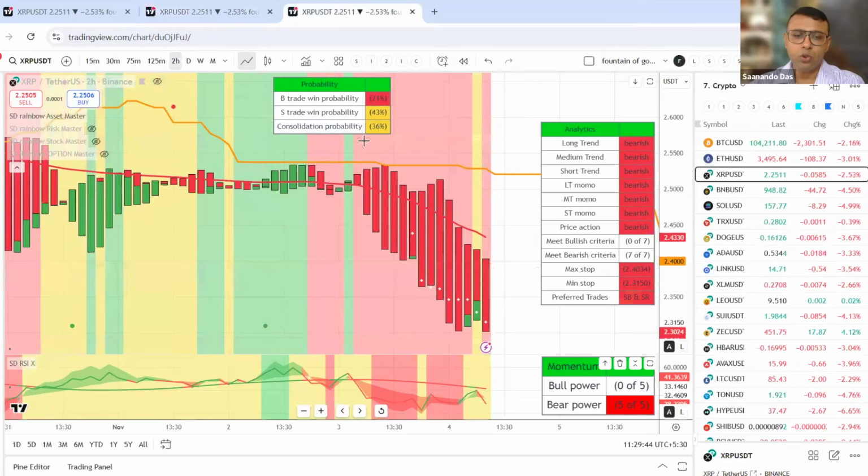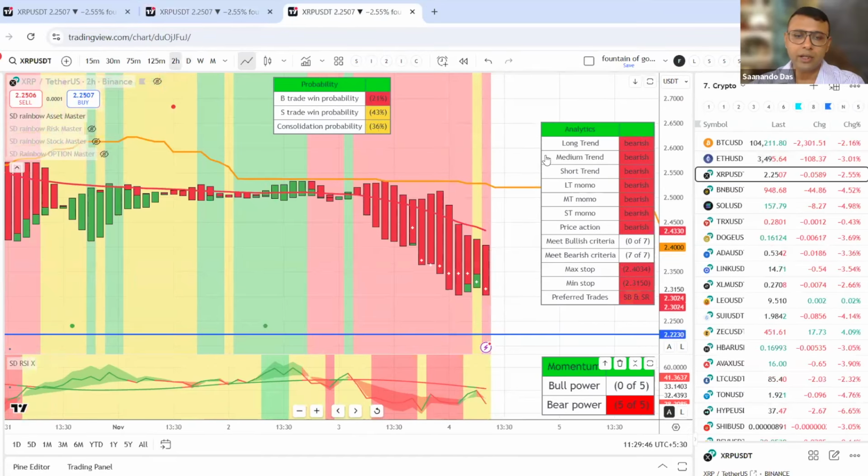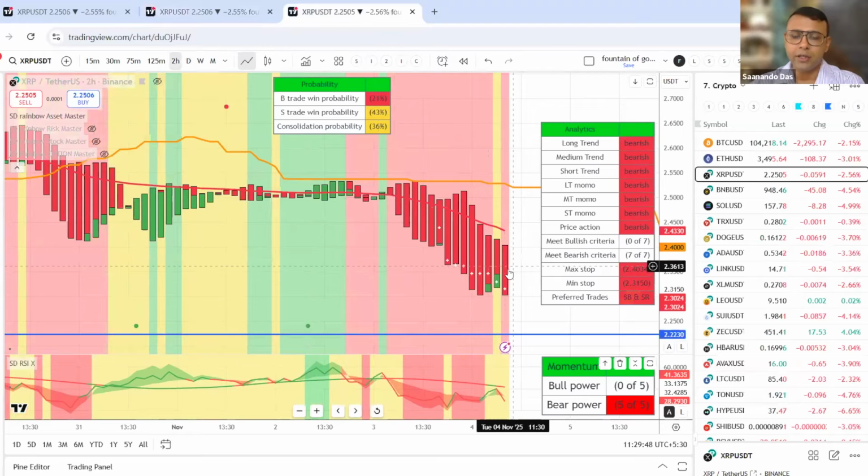Now I'm going to the 2-hourly chart, where once again, like all the other crypto, it is bearish. Very likely it will decline further and reach out towards the support level. And there we'll have to see how it does further.